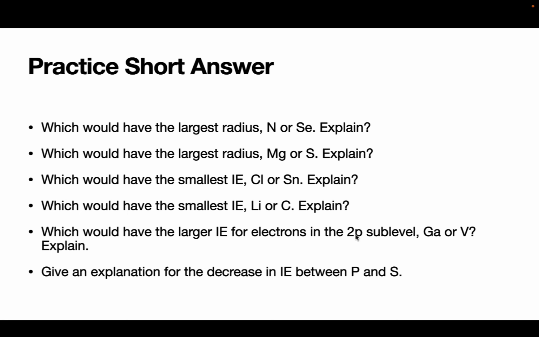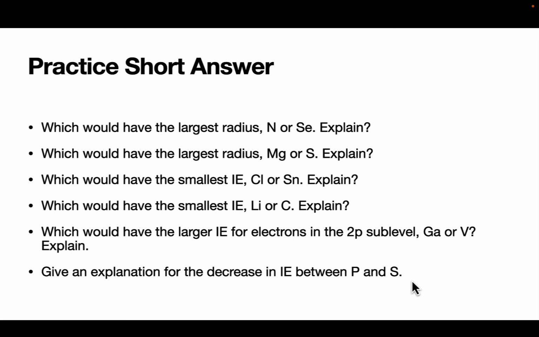Now, the last question, give an explanation for the decrease in ionization energy between phosphorus and sulfur. If you go look at a data table, you will see that there is a slight decrease in ionization energy between phosphorus and sulfur. Now, this goes against the trend that we usually see going from left to right across the periodic table, where we should see an increase in ionization energy as we move from left to right, but there's actually a slight decrease.